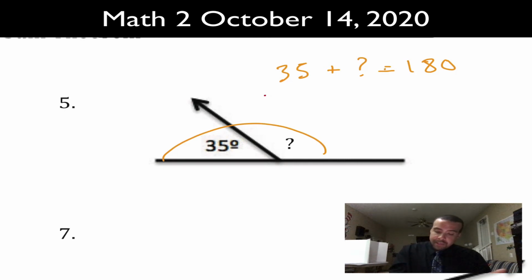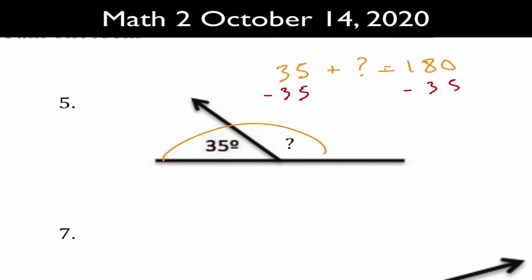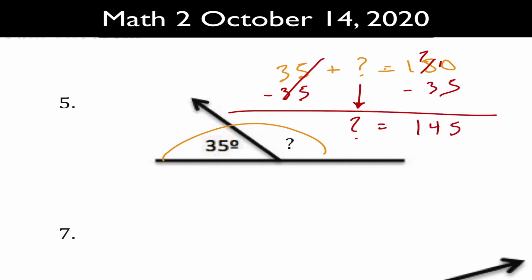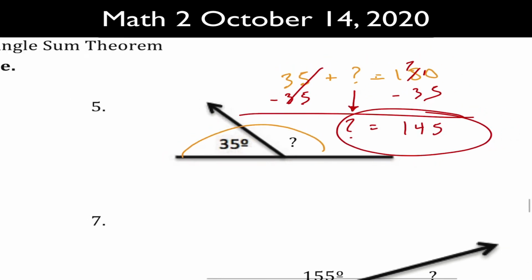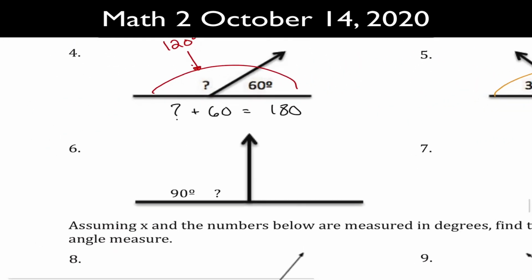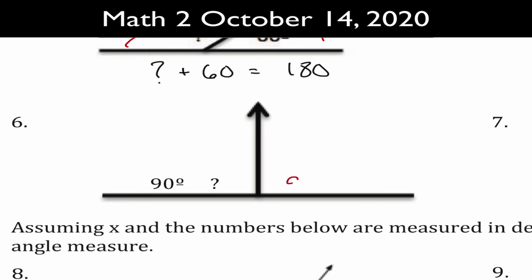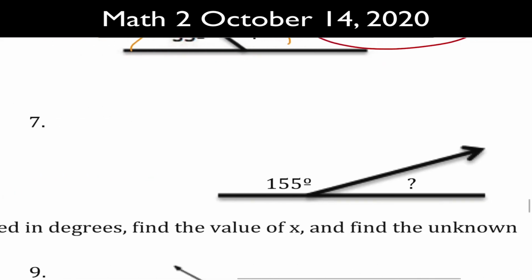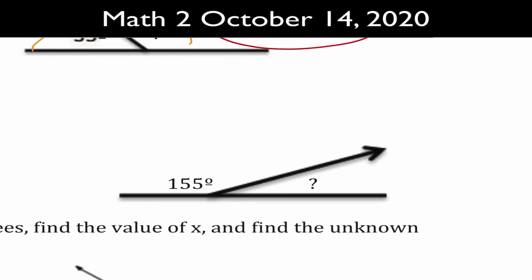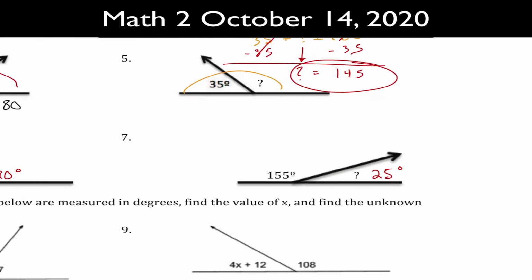So let's go ahead and do our math here. Minus 35, minus 35. We're left with question mark, which is some unknown number. Question mark equals 145. So the measure of that angle is 145 degrees. Okay? And I think you can see it. We're just subtracting from 180. So this would be 90. For this one, 180 minus 155 is what? 25? 25 degrees. All right.